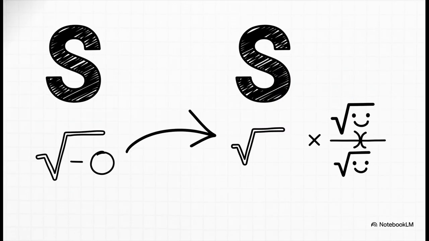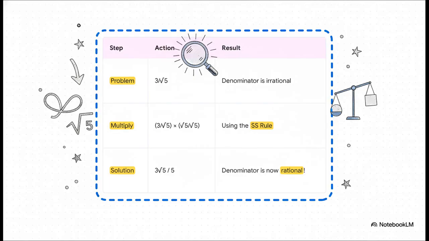Problem solved. And look, here's a fantastic little memory trick so you never ever forget this. Just remember the SS rule. If you have a single surd on the bottom, you multiply by the same surd. Single surd, same surd. See? Easy.